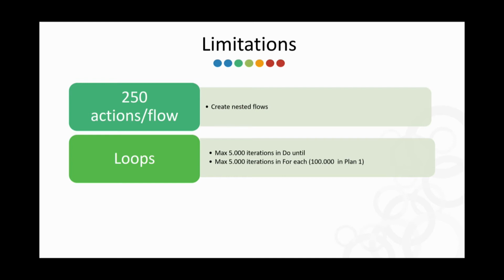Same for the for each, but if you buy plan 1, you can have 100,000 iterations. Okay, we quickly reach 5,000.